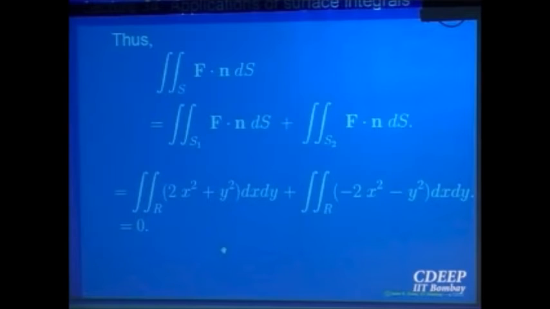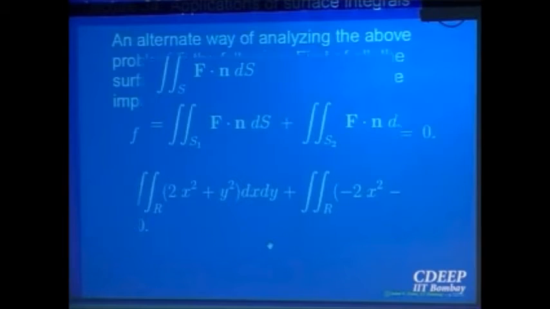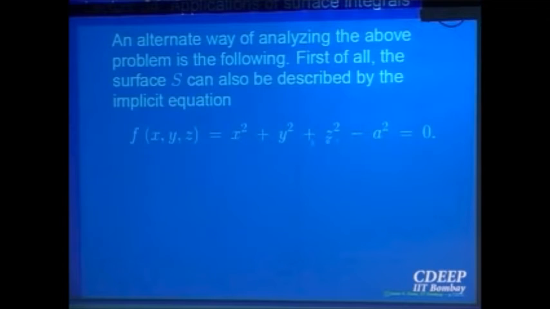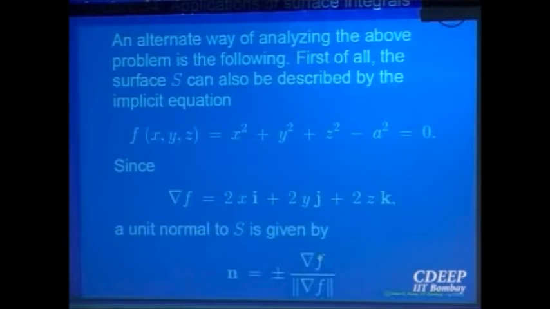Okay, so let us do it another way. Let us write the sphere implicitly as f(x,y,z) equal to x square plus y square plus z square minus a square equal to 0. So what will be the normal? The gradient vector will give me the normal vector for that surface, right? So let us compute that. The gradient is 2x i, 2y j, 2z k, okay? So the unit normal will be plus or minus of that.